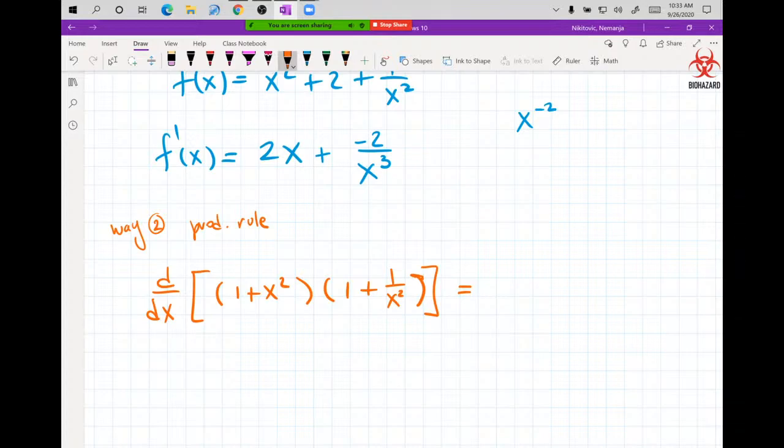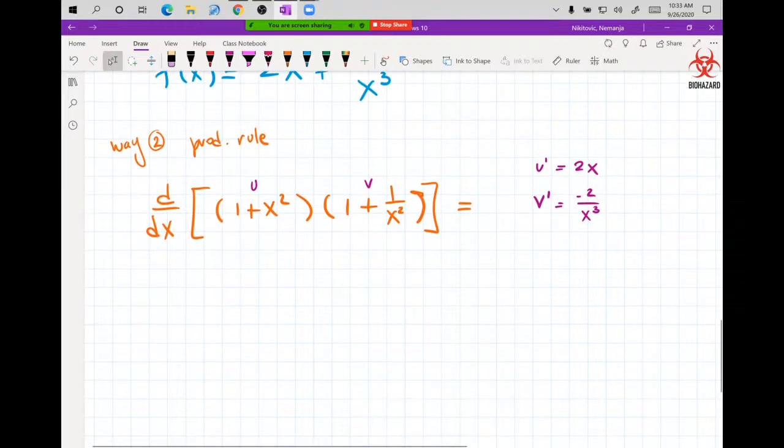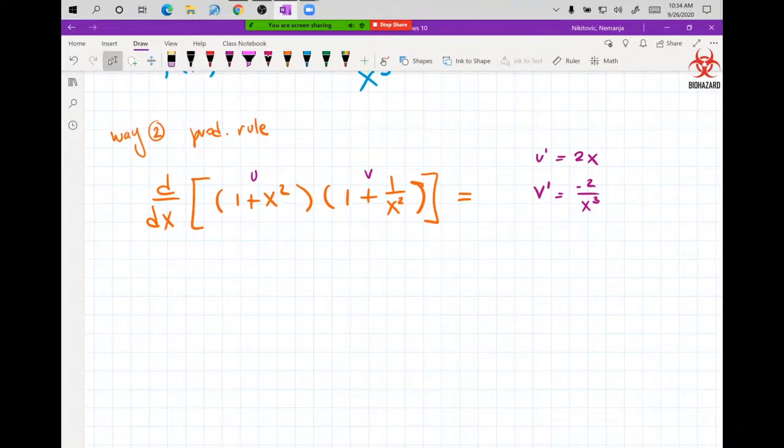If I'm using a product rule, I'm going to real quick say that this is my u and this is my v. So my u prime is just 2x, and my v prime is going to be this negative 2 over x cubed, if you remember from before. So now I just unleash the formula.